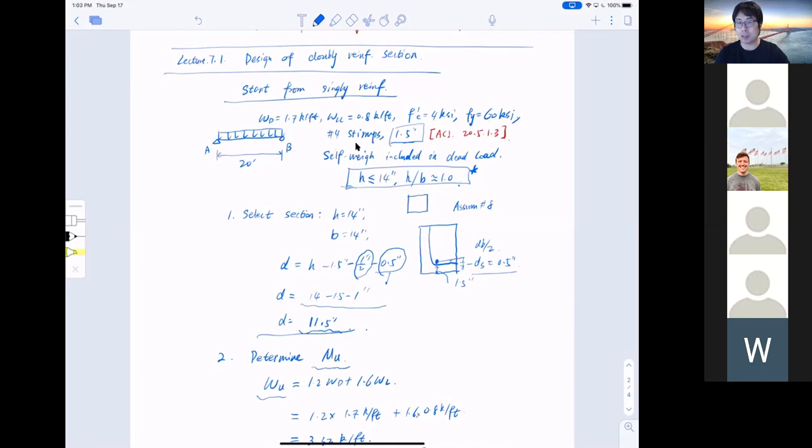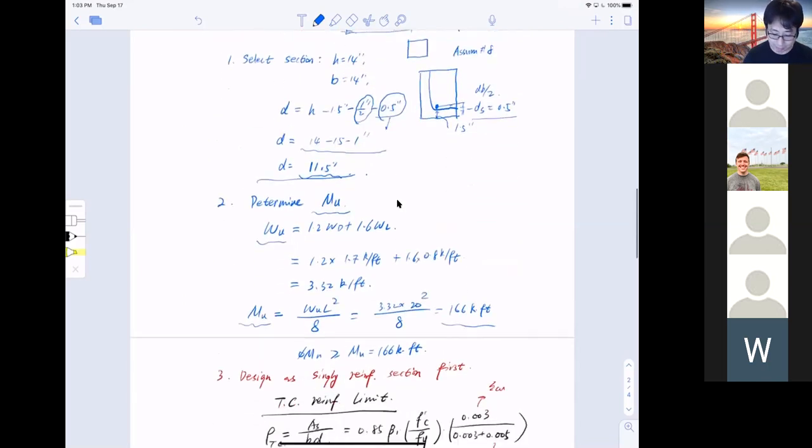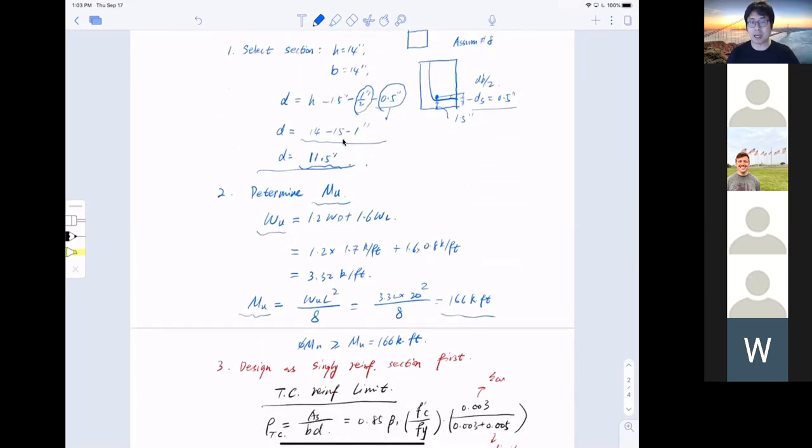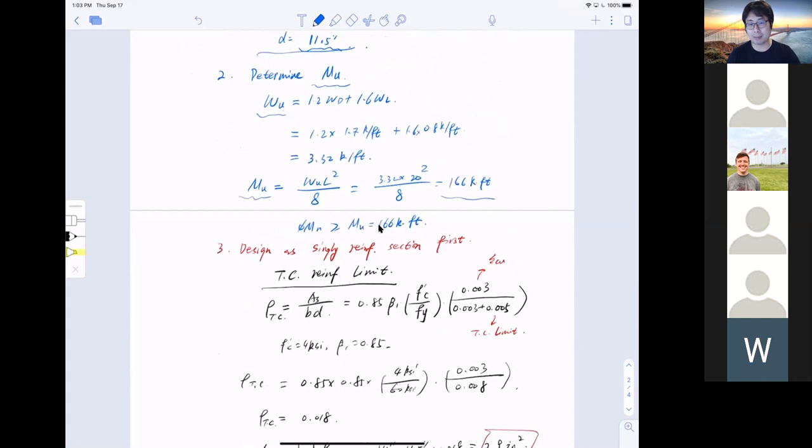We have number 4 stirrups, 1.5 inch of concrete cover, and you can find this from ACI 20.5.1.3. Self weight is already included, so you don't have to do the calculation. The beam width was restricted to be up to 14 inch with a ratio of 1.0, so the section is given. I have the detailed calculation done already, and with these distributed loads we come up with a design load, or applied moment, of 166 kip-foot.